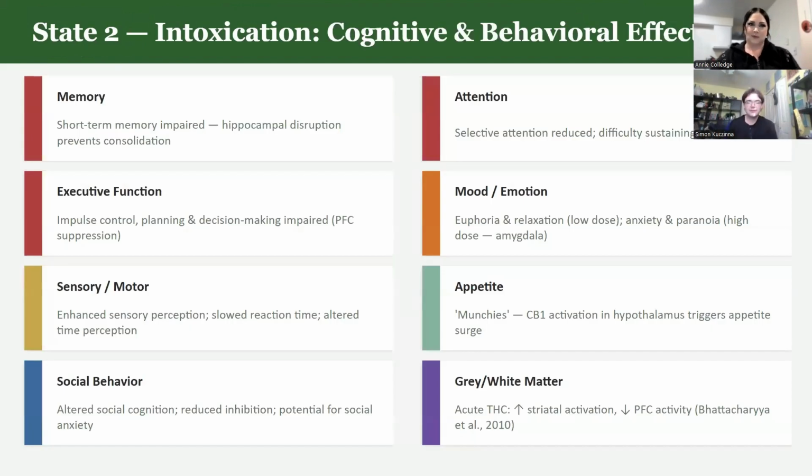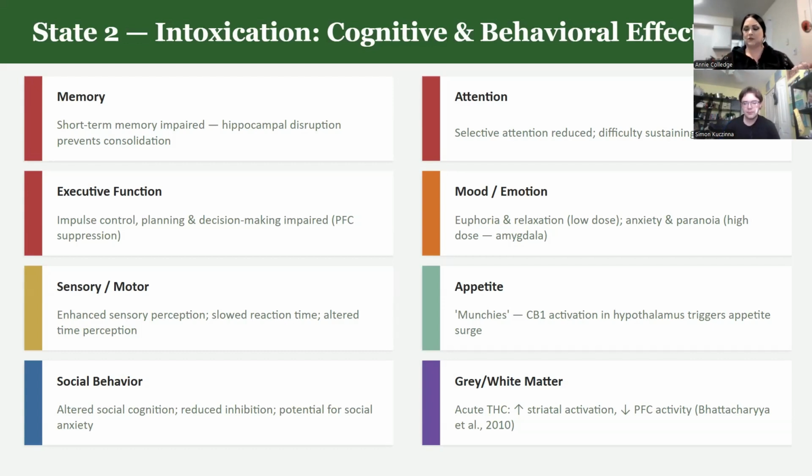So we already talked about what's happening in the brain during the intoxication, and this is going over what we already said. The neurochemistry translates into some recognizable effects. Short-term memory is impaired because of the hippocampal disruption. The prefrontal cortex communication is disrupted. You can't consolidate what you just experienced. Attention and impulse control are affected by the prefrontal cortex suppression as well.